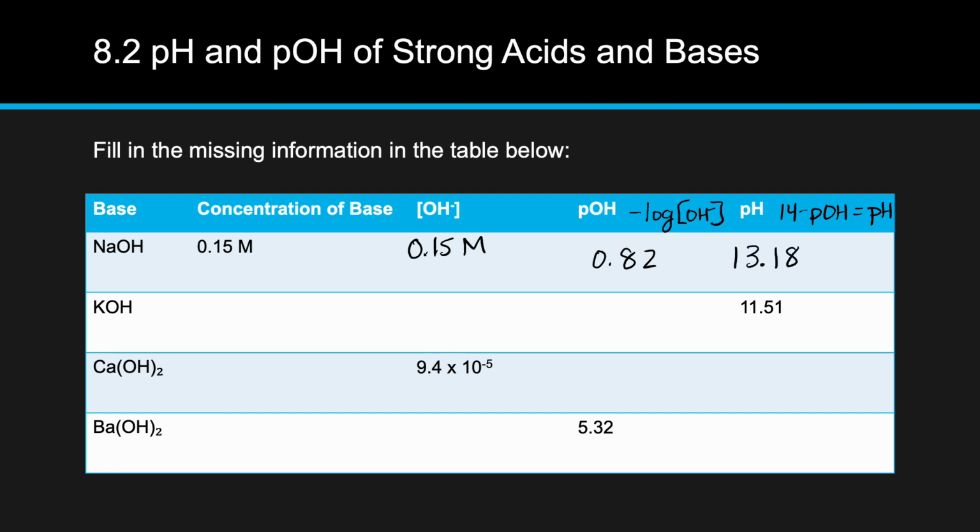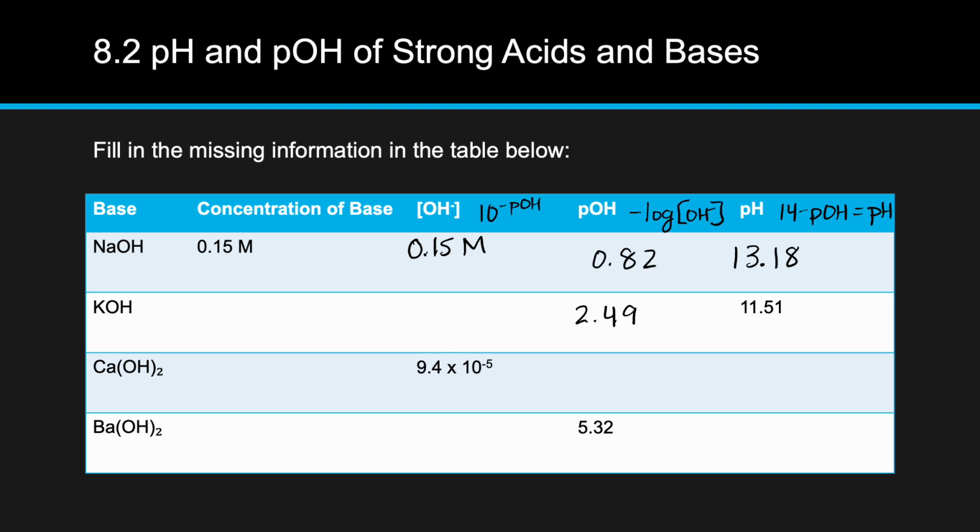And that is our pH, which makes sense because it's very basic, so it's going to be high on the pH scale. Then moving along to potassium hydroxide, we are starting with pH, so we're going to go backwards. So first step is getting pOH by taking 14 and subtracting 11.51. So that is going to give us 2.49 for our pOH. Now from there, we can get concentration of hydroxide ions by taking 10 to the negative pOH.